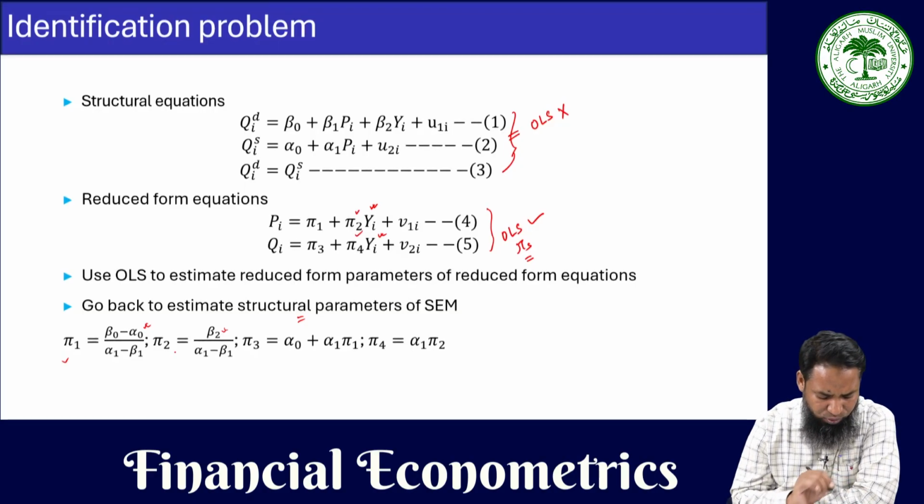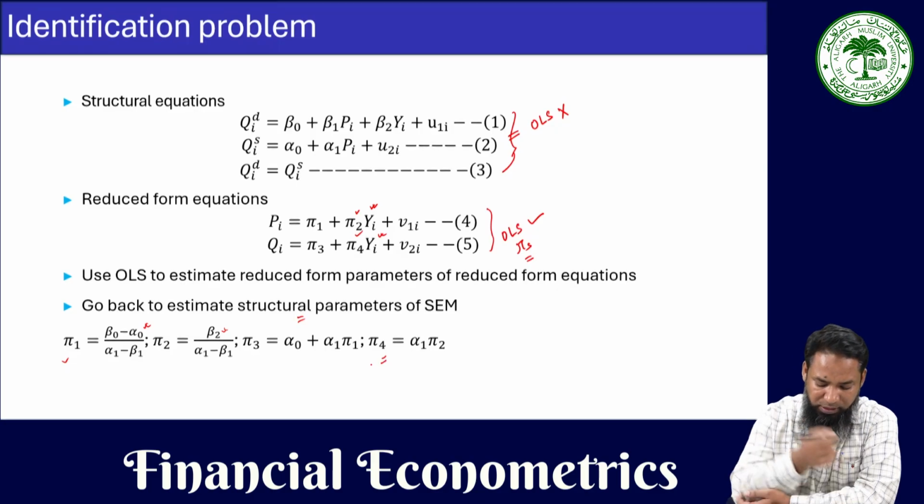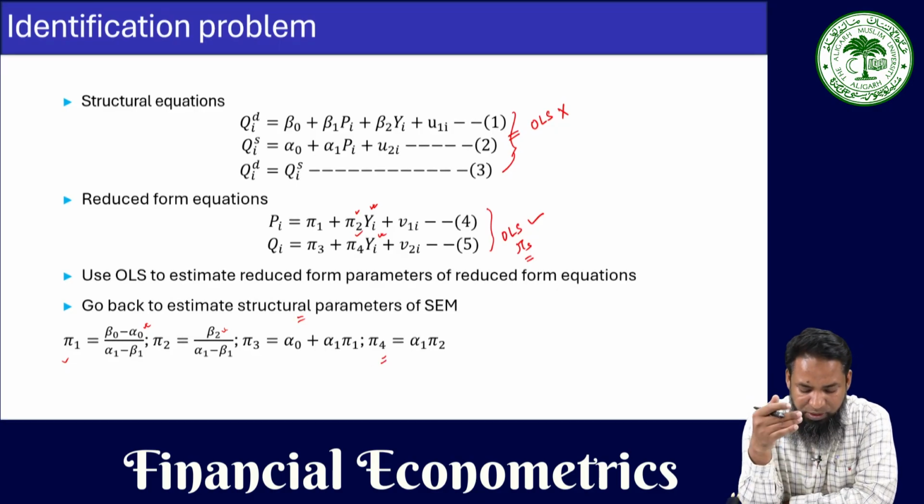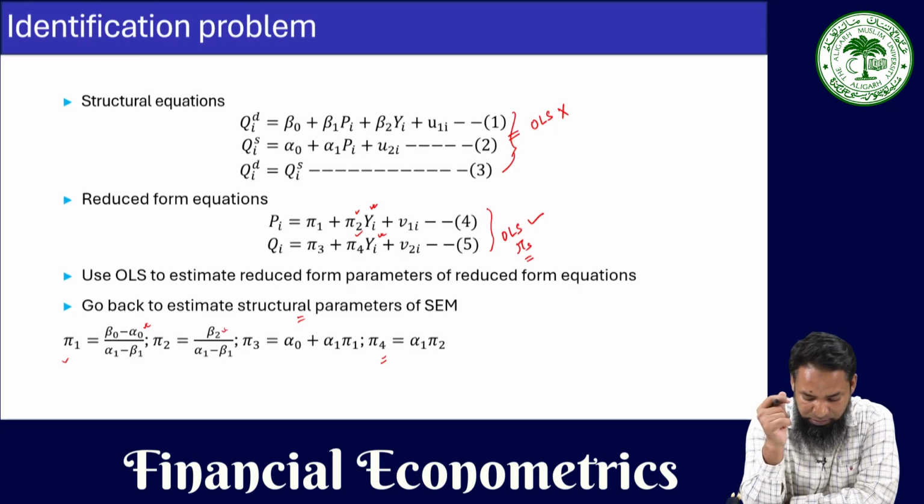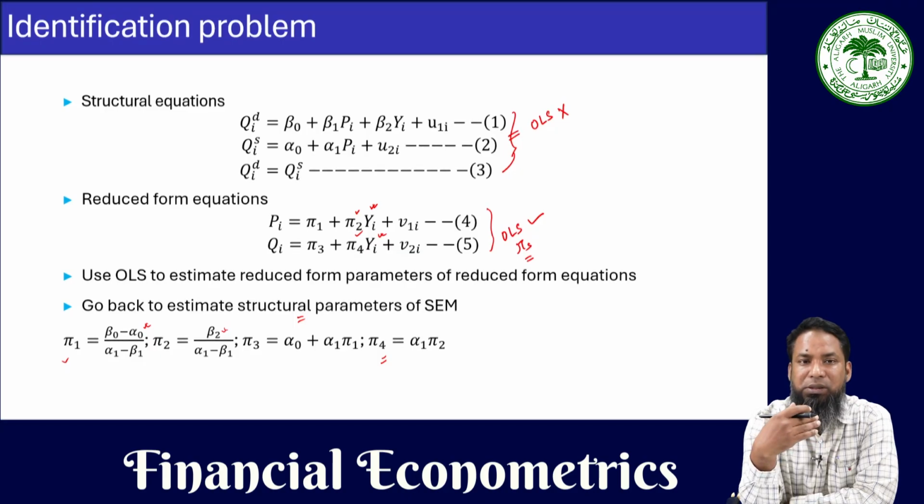So we have pi 1, pi 2, pi 3 and pi 4 in this equation here. Now how many parameters do we have? We have 4. And how many structural parameters do we have to estimate? That is 4: alpha 0, beta 0, alpha 1 and beta 1. That means we will be able to estimate the parameters, but that will not always be the situation here.